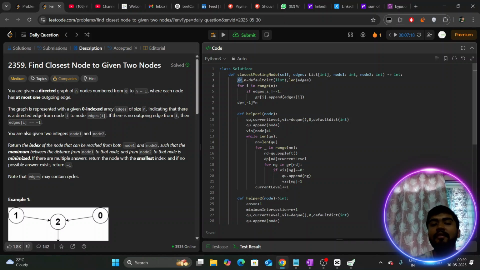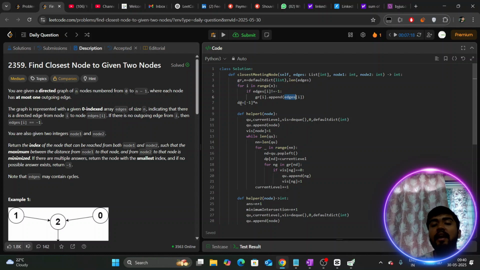Now quickly go to the code iteration. So for graph, we have defined a defaultdict of lists, and n is the length of edges, and here I am initializing my graph. I am iterating for i in range n. If edges of i is not equal to -1, then we append edges of i on graph of i. If it is -1, then we get rid of it.